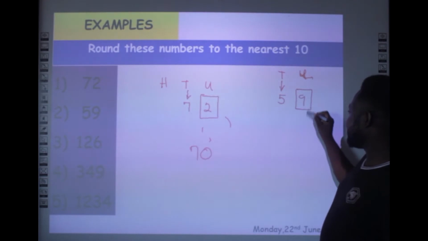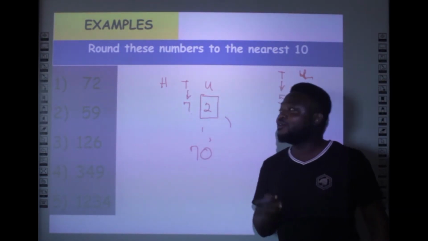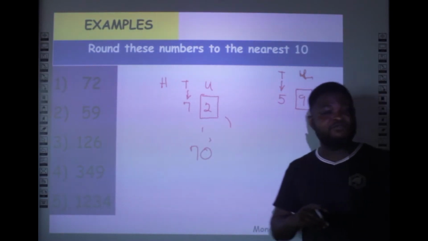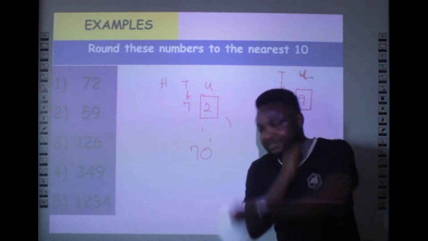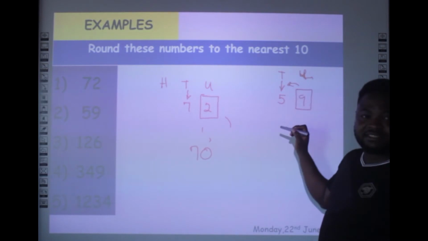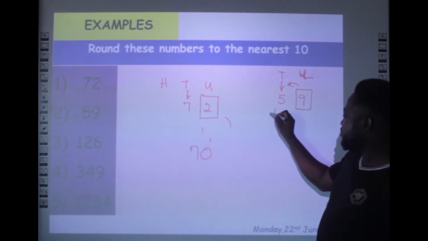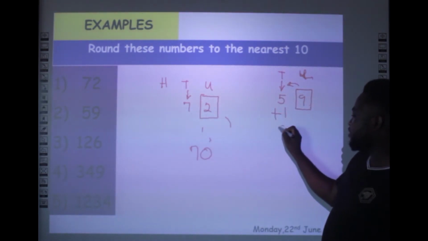This is the digit to the right of the target digit. Now, look at it. Is it up to 5? Yes. Why? Because it falls between 5 and 9. What are we going to do? We are going to add 1 to the target digit. So now I'm going to add 1 to this. 5 plus 1 will turn to 6.